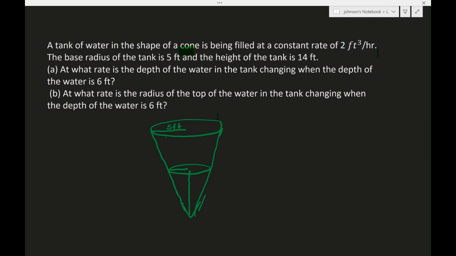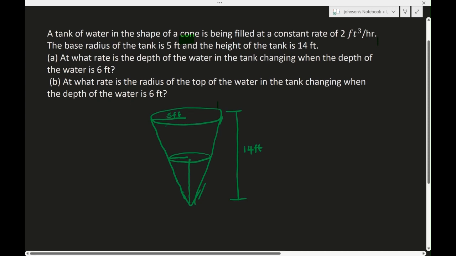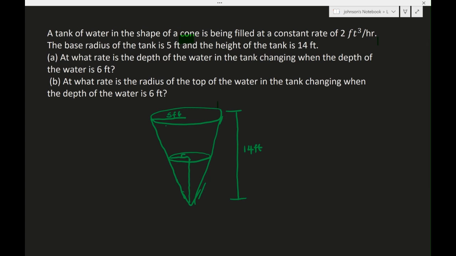So we're told that the height of the tank, the distance from here to here, is 14 feet. Now here also there's going to be a radius which we don't know, but we know the height of the water. At what rate is the depth of the water in the tank changing? So this is the depth, the height of the water in the tank. This is the radius where the water is now in the tank. This is the level.